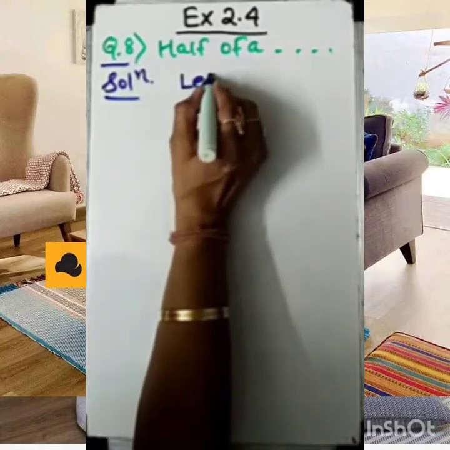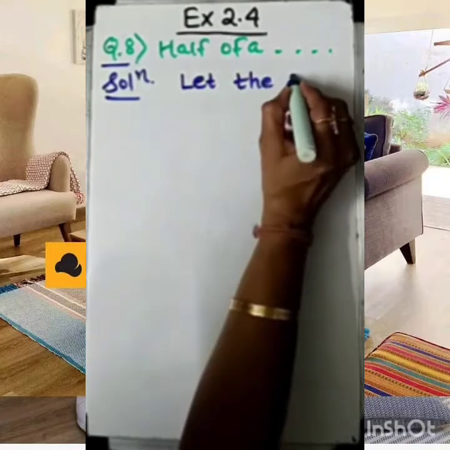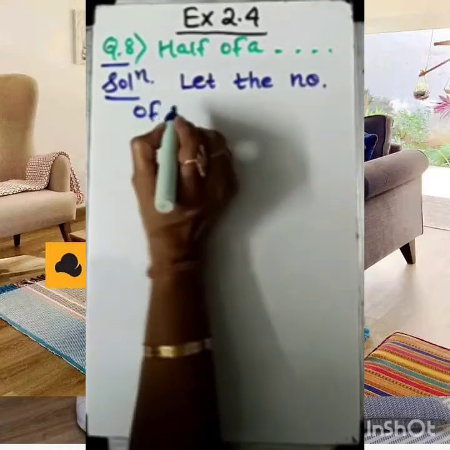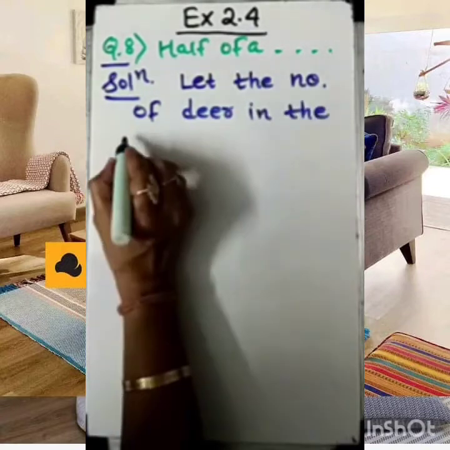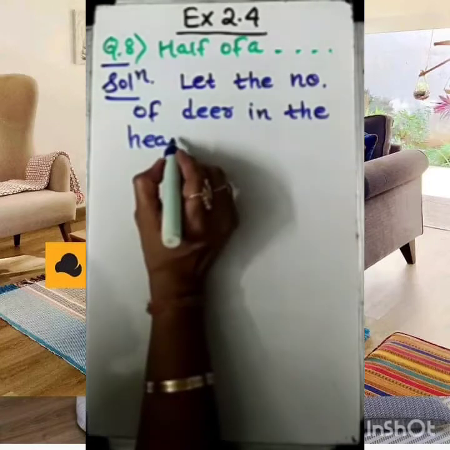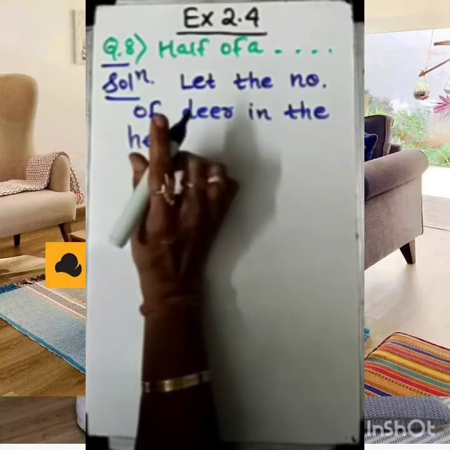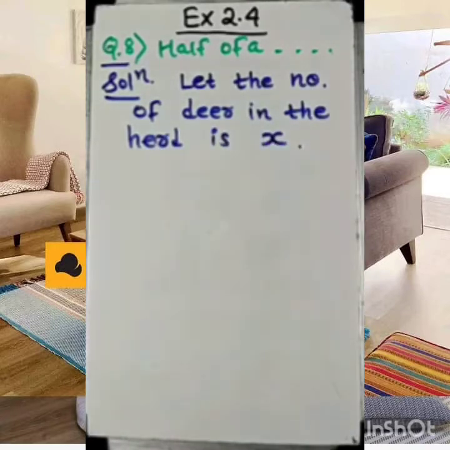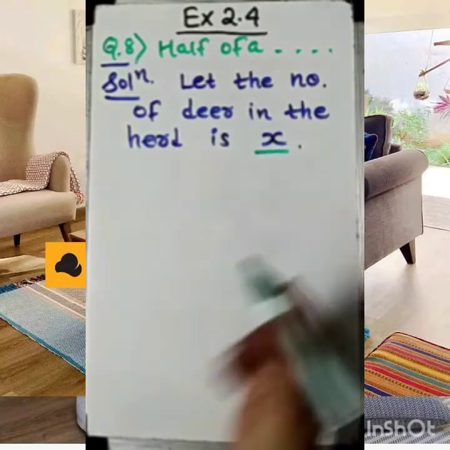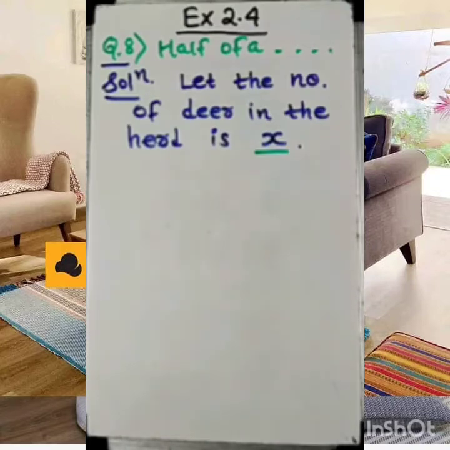We need to assume. Let the number of deer in the herd be X. Okay. Suppose the number of deer in the herd is X. Now we need to categorize them. Now what is the meaning of categorize? Categorize indicates that we need to classify them in different forms.